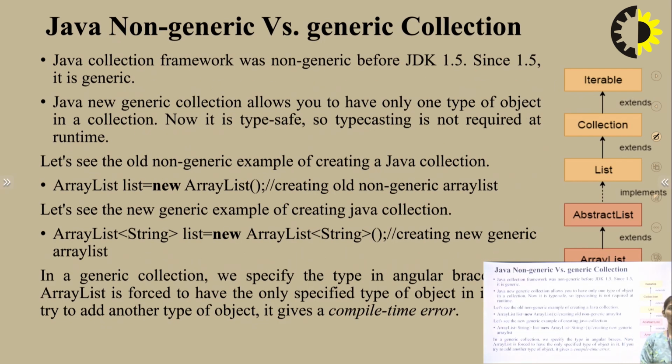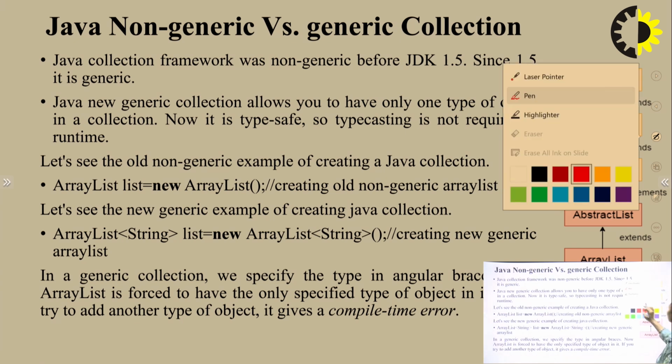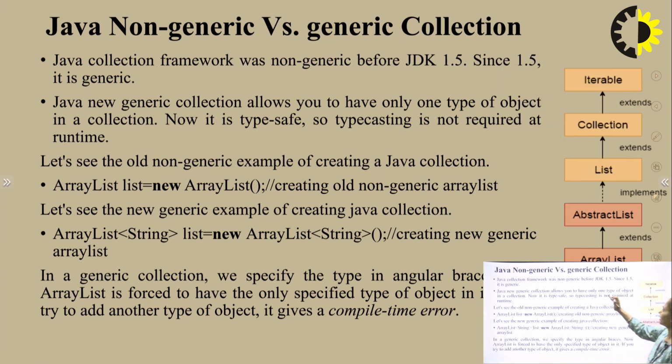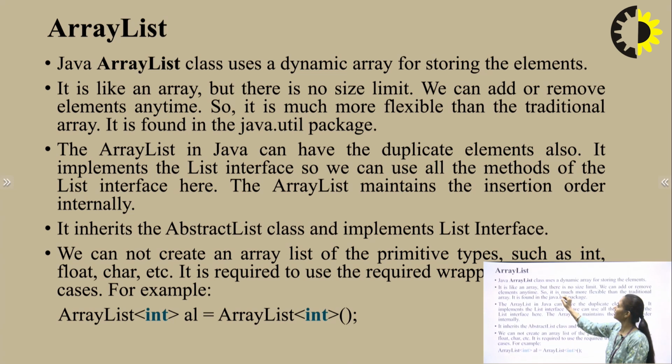So moving toward non-generic versus generic collection. When we are saying that there is a generic and non-generic collection in Java, that means that we are talking about the Java Development Kit. We are going to discuss this with the help of this diagram also. Now we are saying that the Java collection framework was non-generic before JDK 1.5. So before 1.5, the Java collection framework is non-generic. Since 1.5, it is generic. So what features will it consist of? What is the new generic collection going to allow you?